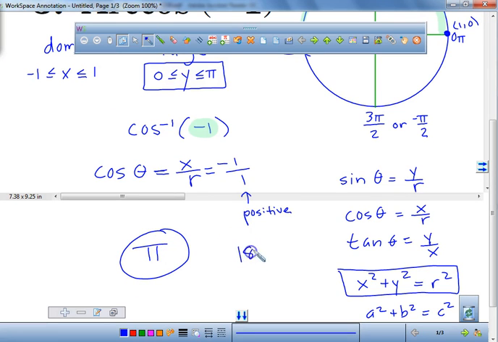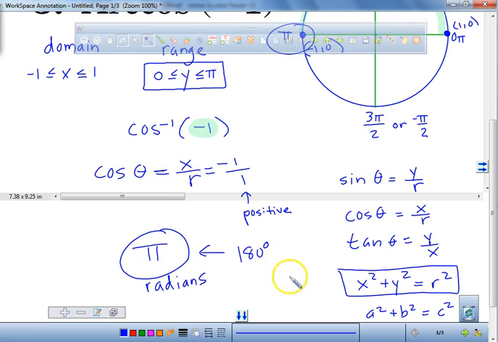Now, basically, I'm at what? On the unit circle, I'm at 180 degrees, but 180 degrees means pi. So you would write, the answer is pi radians.